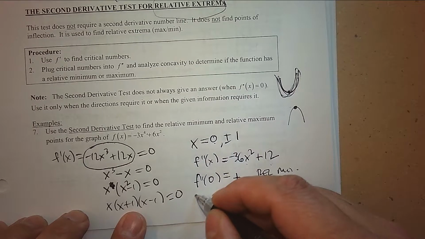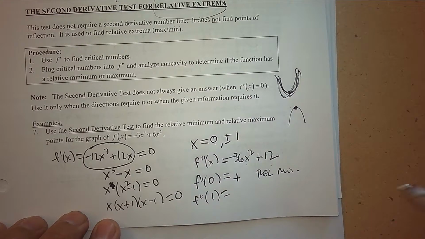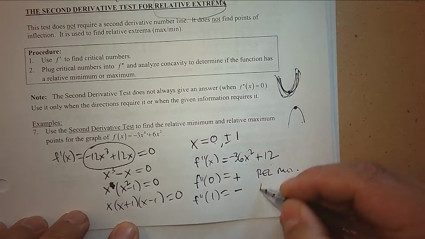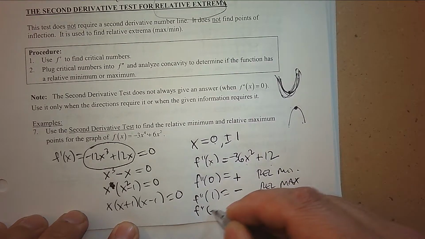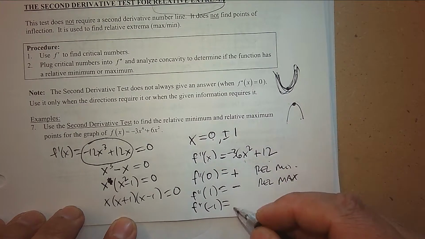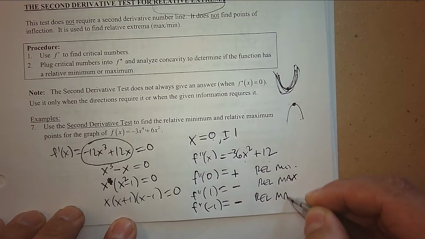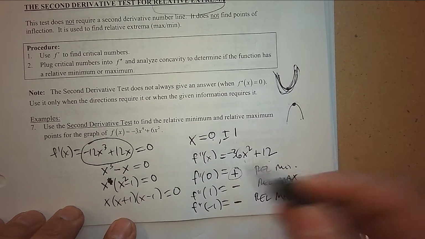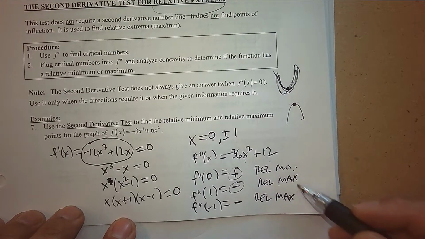If I plug in positive 1 into the second derivative, is the answer positive or negative? A negative concavity means I found a relative what? Again, plug in negative 1 into the second derivative. Same answer, right? Again, it's negative. What did we just find? If the concavity is positive, you found a relative minimum. If the concavity is negative, you found a relative maximum.